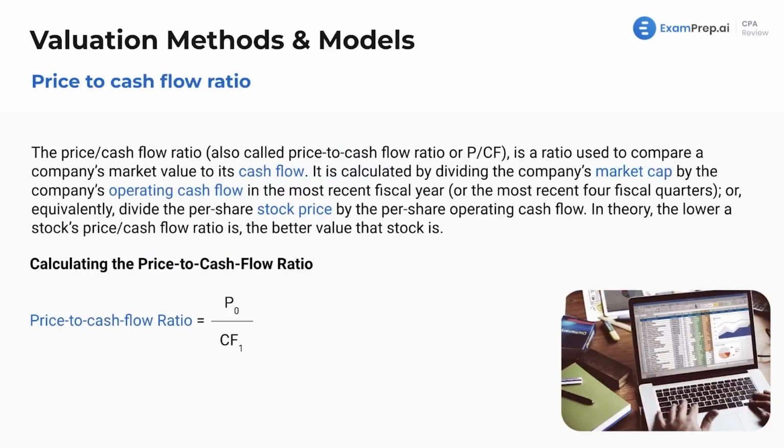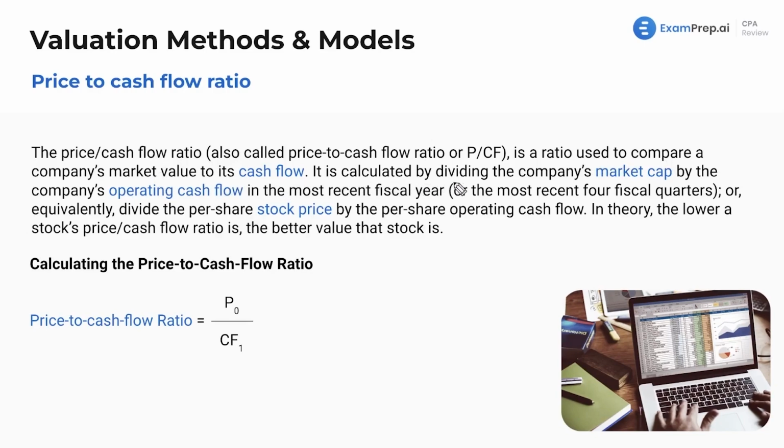Price to cash flow ratio. Oh boy, am I tired of just saying it's in the formula. It's price divided by cash flows. All right, so the price to cash flow ratio, or P divided by CF, is a ratio used to compare a company's market value to its cash flow.